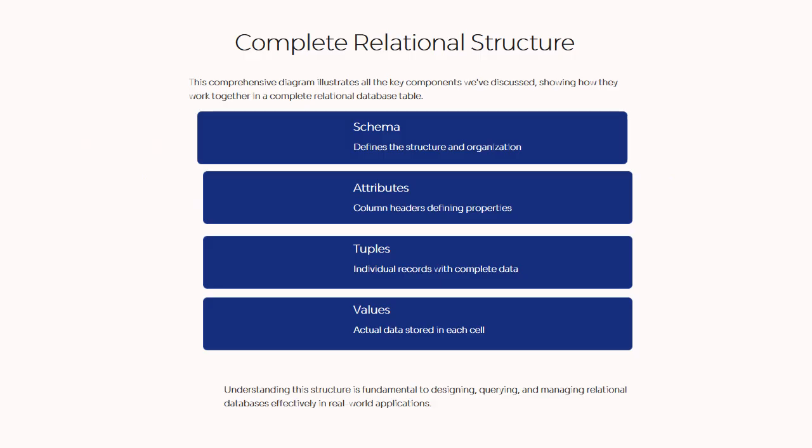Complete relational structure. This diagram summarizes the complete relational structure. Schema, the structure. Attribute, column name. Tuples, rows. Values, actual data. To conclude, understanding this structure is essential for database design, querying and research.